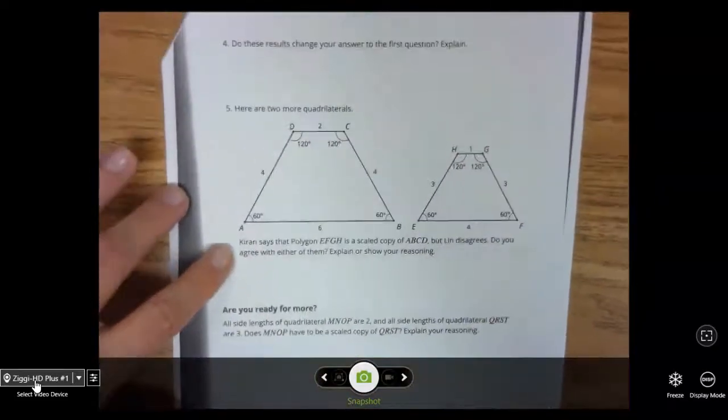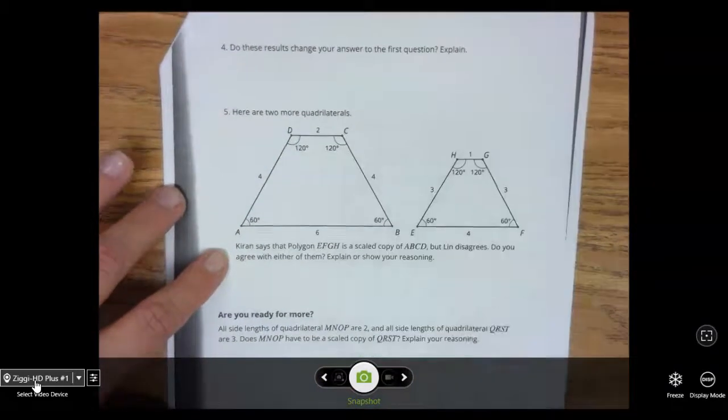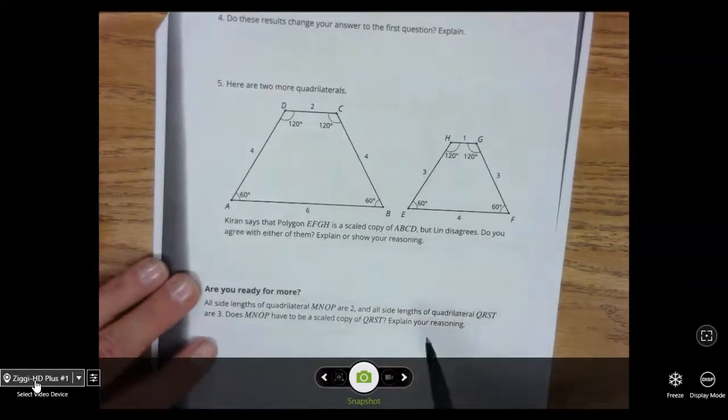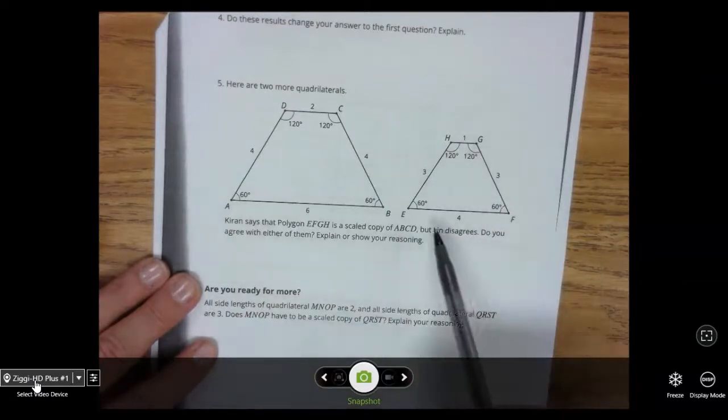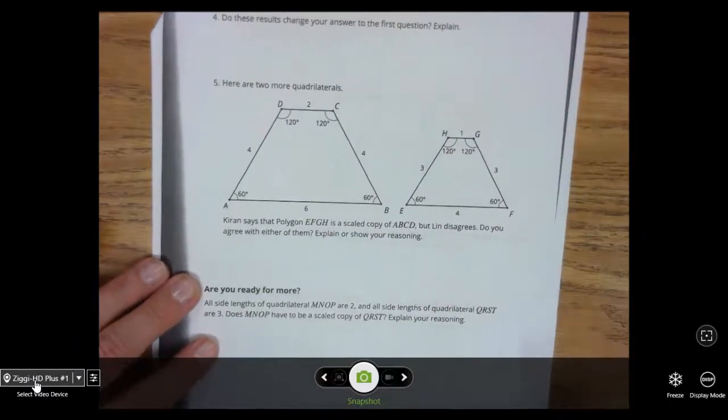Okay, we're going to skip to number 5 now. Here are two more quadrilaterals. And Kieran says that polygon EFGH is a scaled copy of ABCD. But Lynn disagrees. Do you agree with either of them? Show or explain your reasoning.